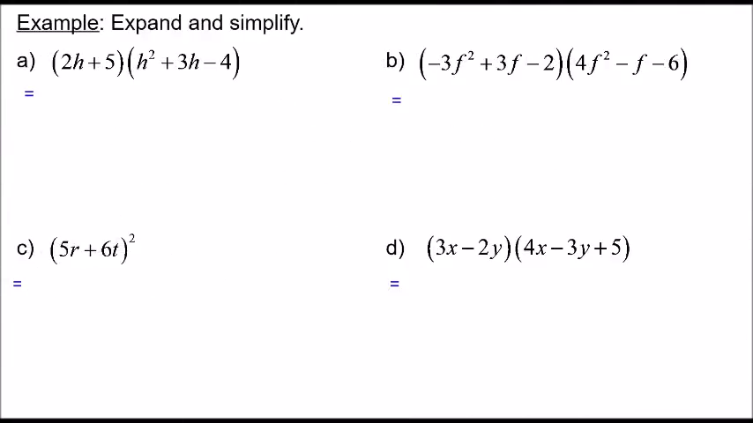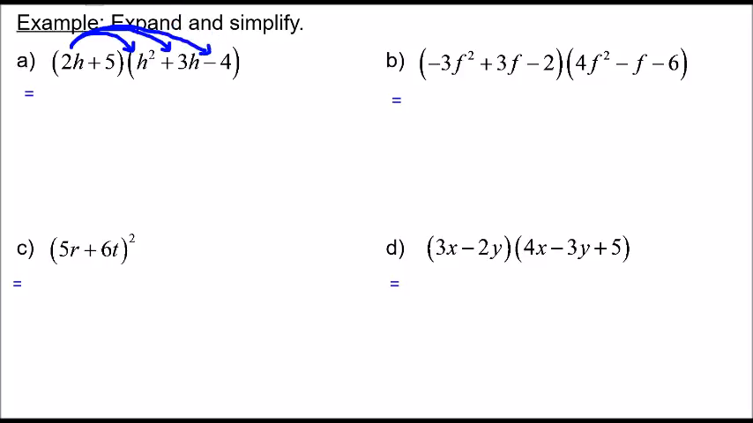Example, expand and simplify. So what we're going to do here is expand on our distributive property. When I look at this first question, I have 2h plus 5 times h squared plus 3h minus 4. So what I'm going to do is take each term separately from the first polynomial and multiply it by each term in the second polynomial. So I'm going to take 2h and multiply by h squared. I'm going to take that same 2h and multiply it by positive 3h, and I'm going to take that 2h and multiply it by negative 4.